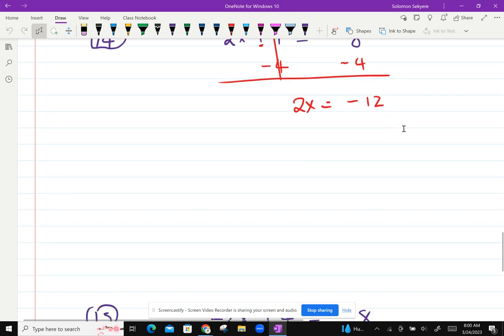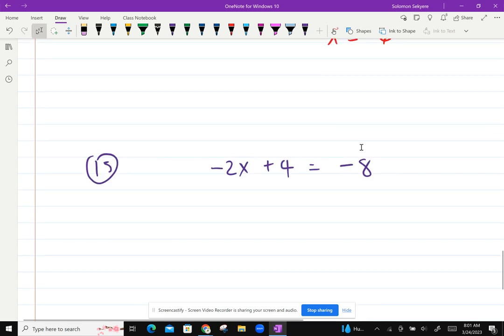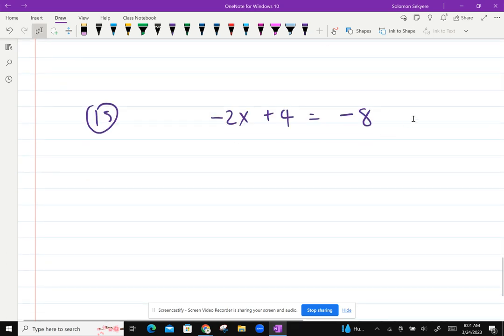Okay, so now finally, what do we do? How do we get our unknown? Okay, we divide both sides by our coefficient, which is 2. Negative 12 divided by 2. Unknown is what? Equals negative 6. And then the last one, probably the most challenging, but it's really easy.